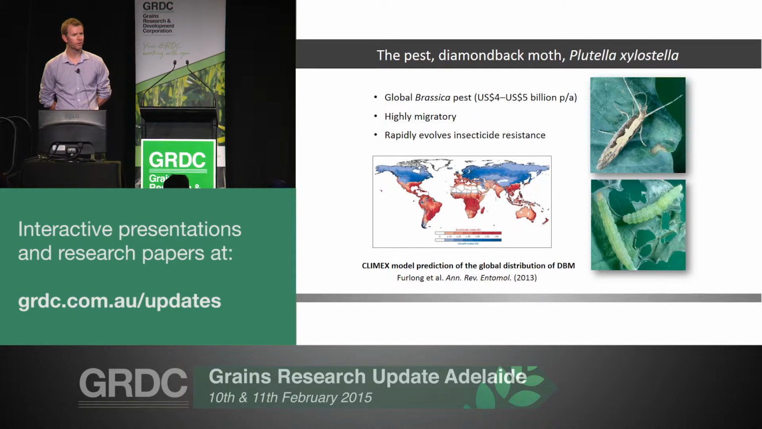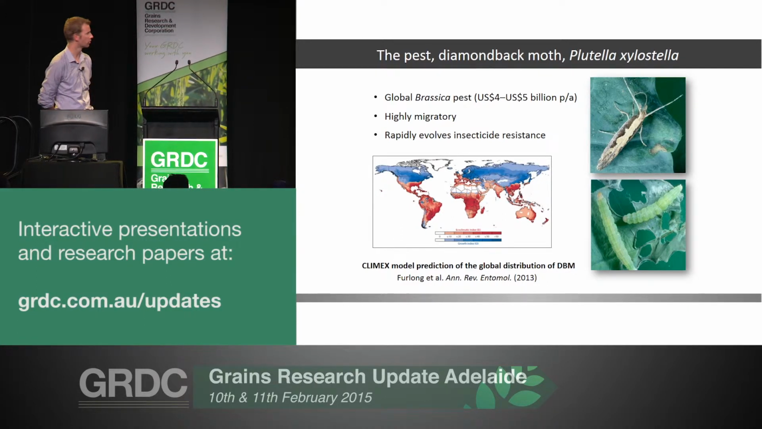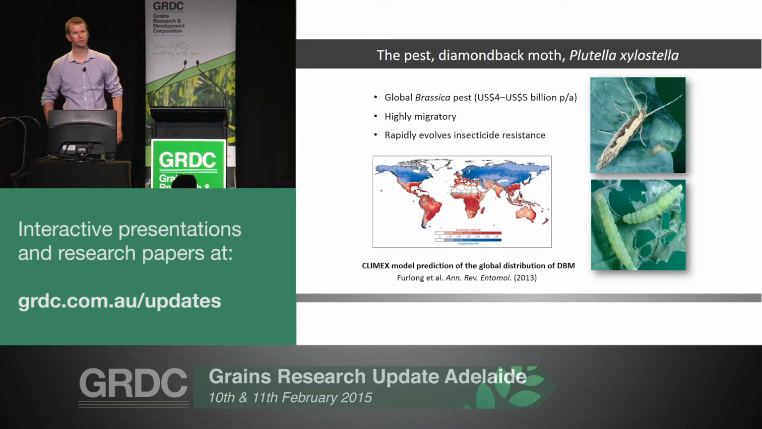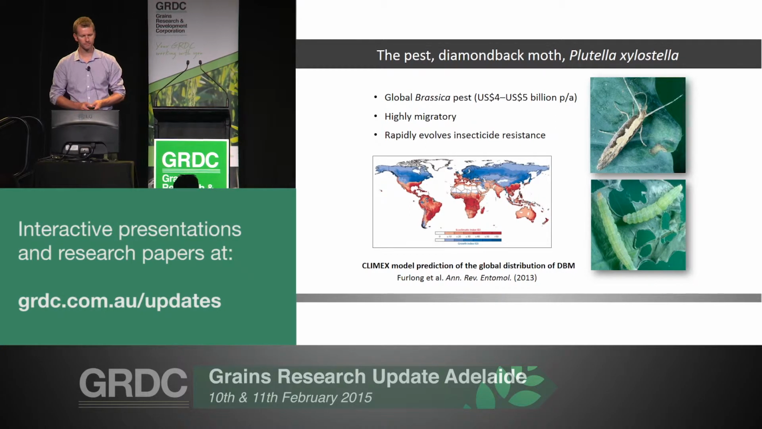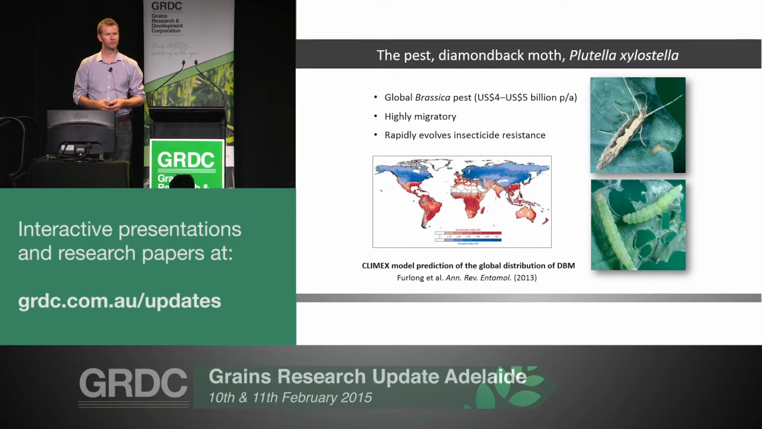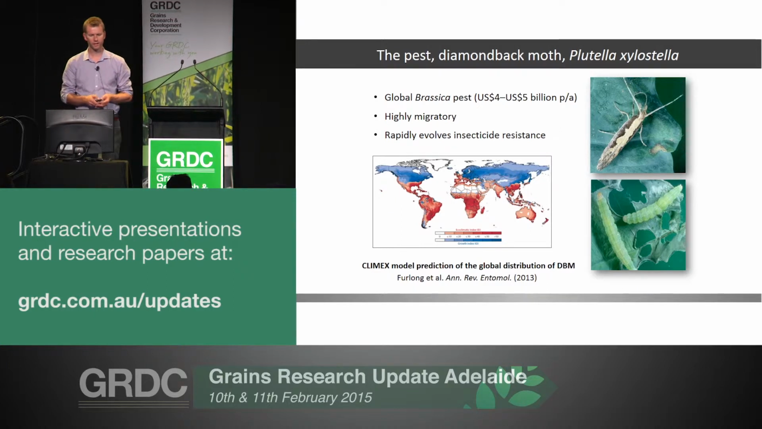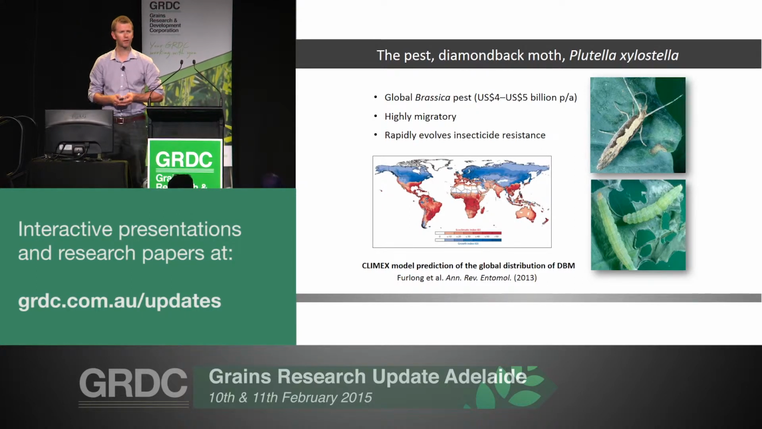The diamondback moth is the world's worst pest of brassica vegetable crops. It costs the world economy between $4 and $5 billion US annually in costs of direct yield losses and management. It's a highly migratory insect. It occurs globally wherever brassicaceous plants occur, and has a long history of evolving resistance to all insecticides used for its control. Currently, it has records of resistance to over 82 compounds globally.